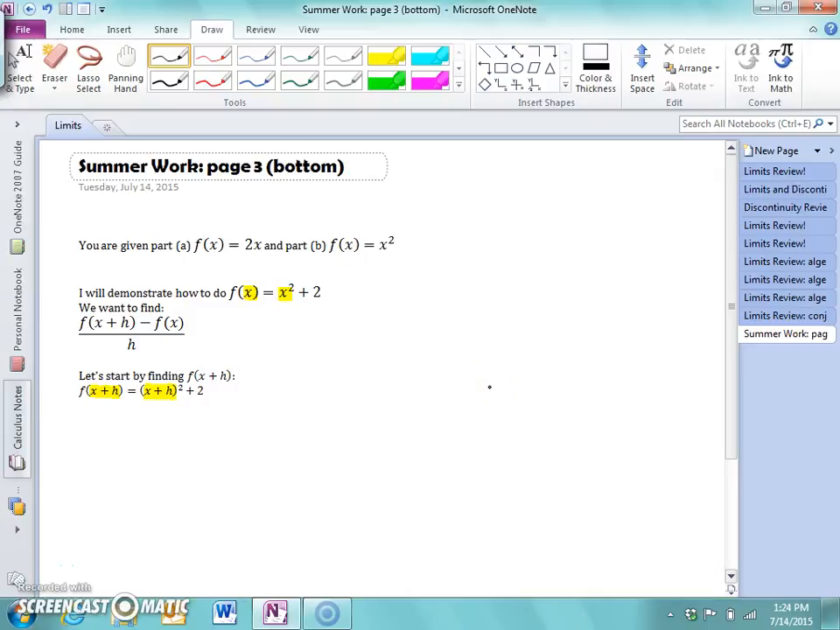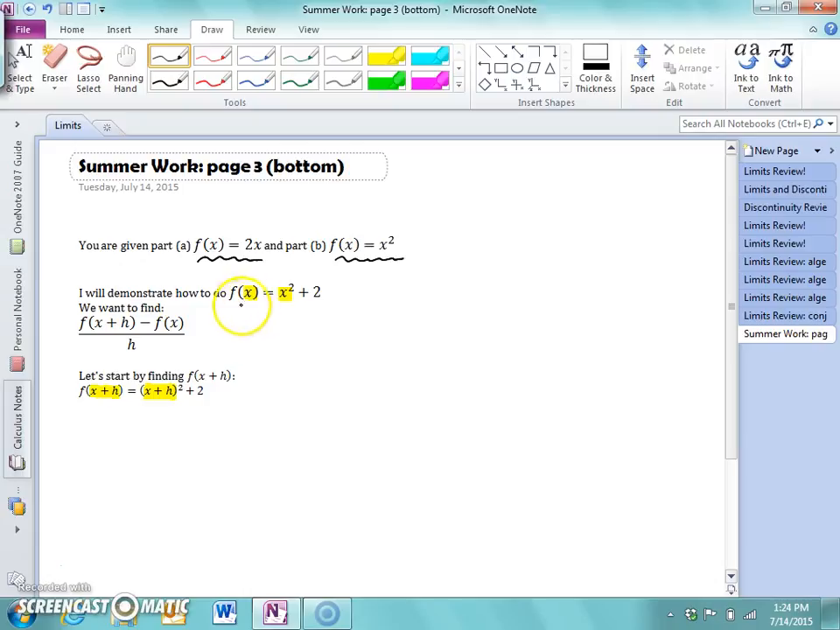Hey everybody, I'm going to go through a problem from the summer work packet. It's on page 3 at the bottom. So you are given these two problems to do, A and B. A is easier, B is kind of medium level.